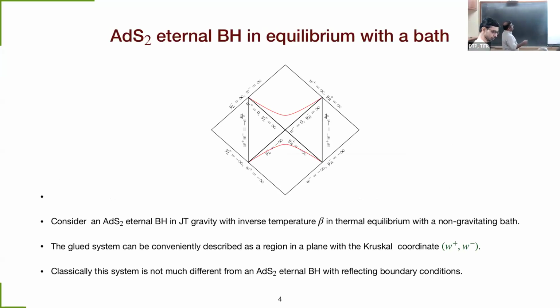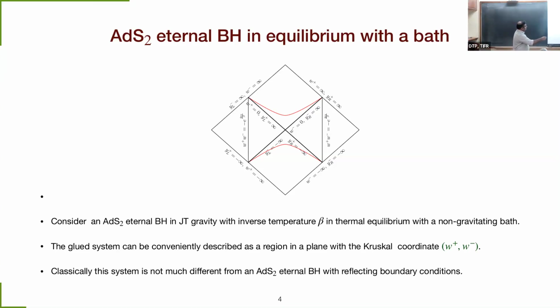So this is the setup. We have an anti-de Sitter eternal black hole solution in JT gravity, having inverse temperature beta, and we couple the two sides of the eternal black hole to a non-gravitating bath having the same temperature, so that there will be an equilibrium between the bath and the black hole. This combined system can be conveniently described as a region in a plane, and the coordinates that we use for the plane are the Kruskal coordinates of the black hole.